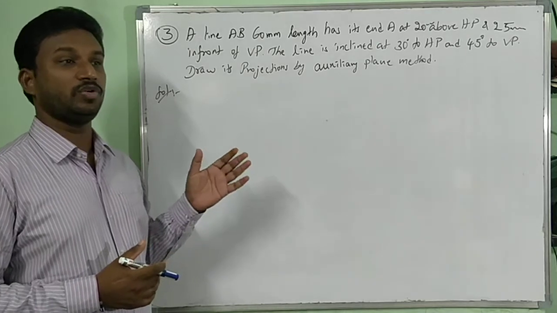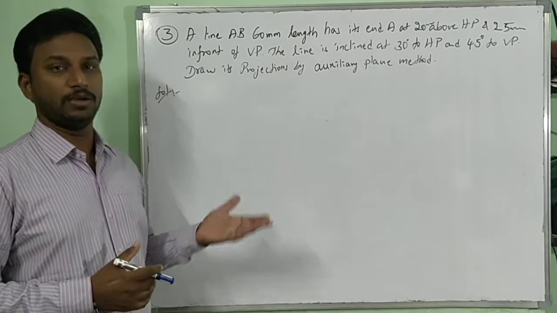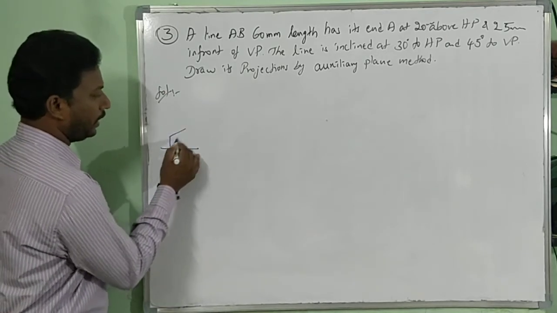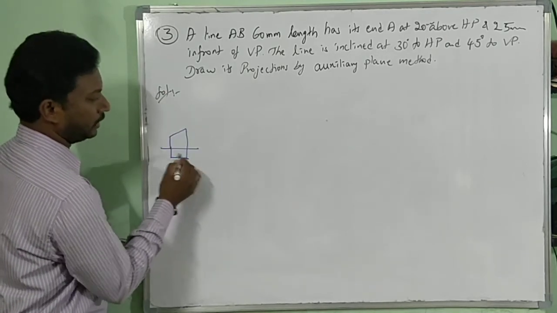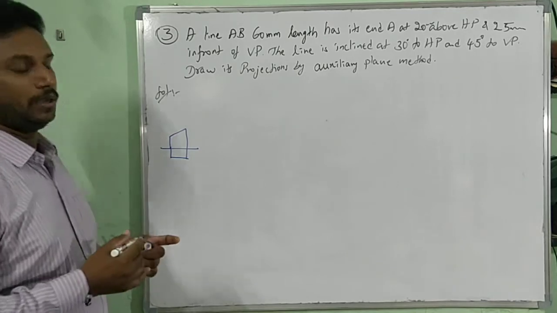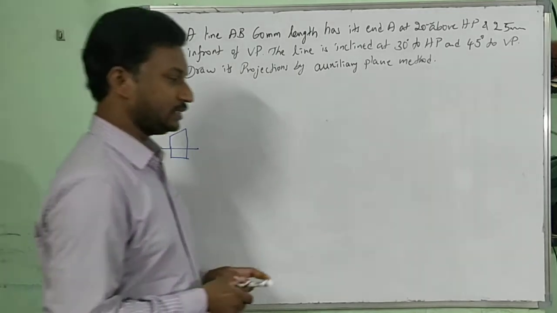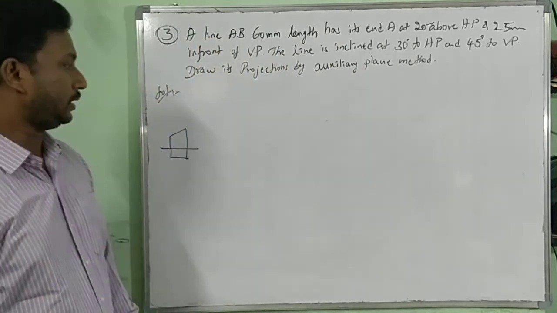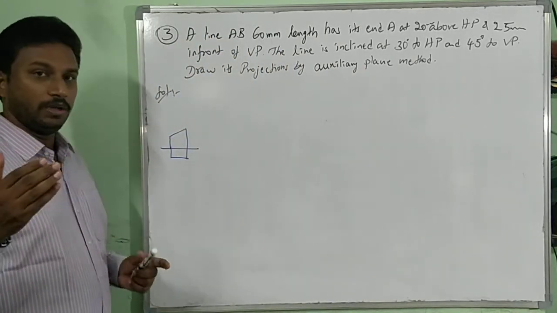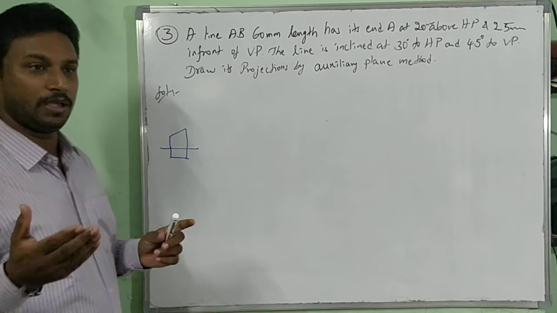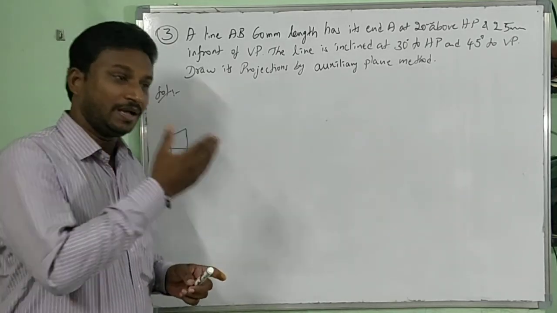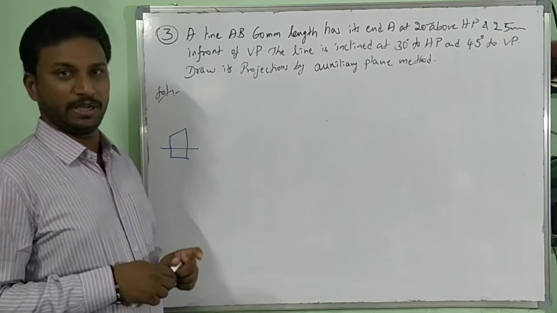There the line was only inclined to one plane and parallel to the other. Remember, line inclined to one plane and parallel to the other. This was the line which we discussed last class. In the same way, we have seen the auxiliary projections method by using the auxiliary inclined plane and auxiliary vertical plane.